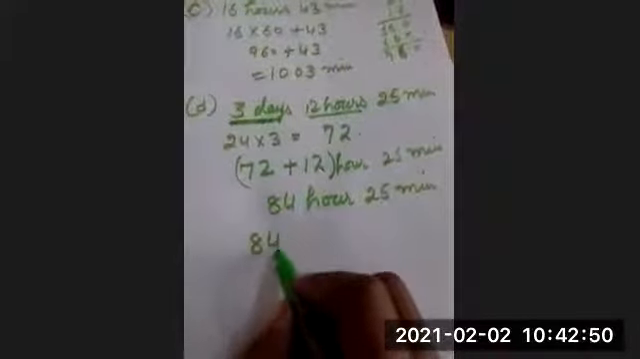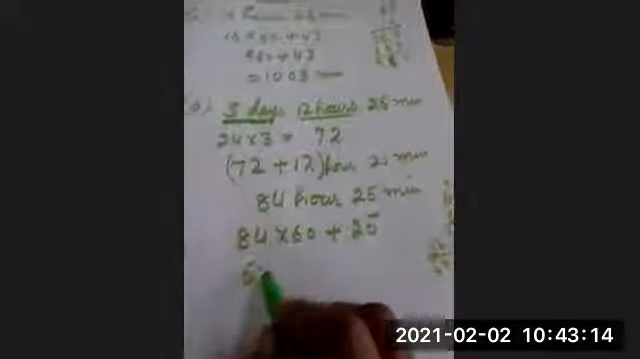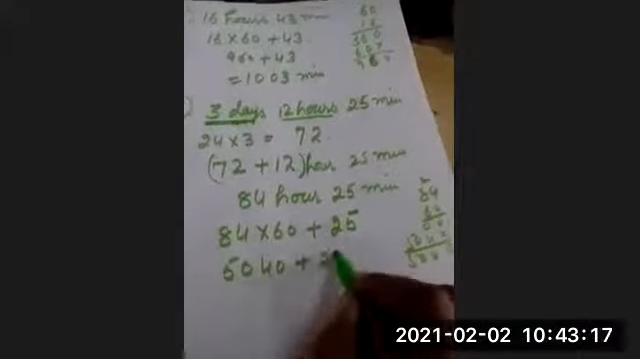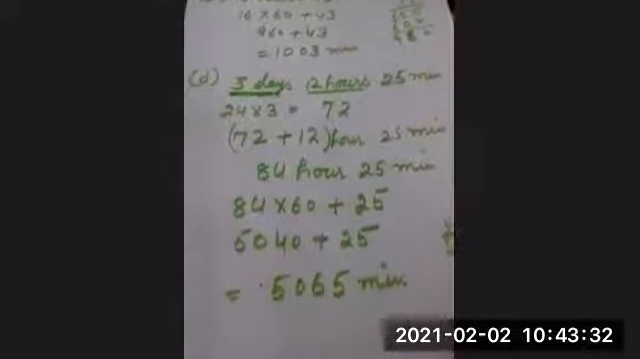Now 84 into 60 plus 25. Now 84 into 60 is 5040, plus 25, that is 5065 minutes. Clear, students?